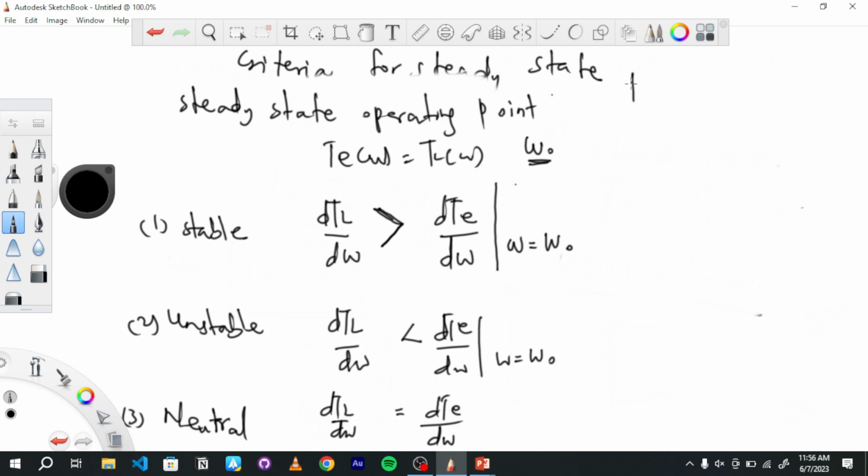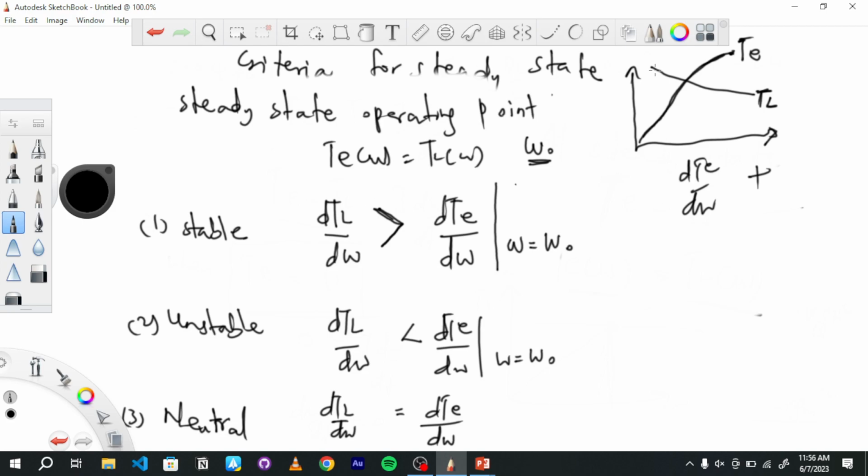Now let's see how we can think of this using graphs. If I have a graph like this, the one going up is TE and the one coming down is TL. Already you can tell that the slope of TE is positive, so dTE/d omega is positive, and the slope of TL, dTL/d omega, is negative. That means dTE/d omega is bigger than dTL/d omega, so for such a graph, it's unstable. That's how we interpret the graphs in the slide.